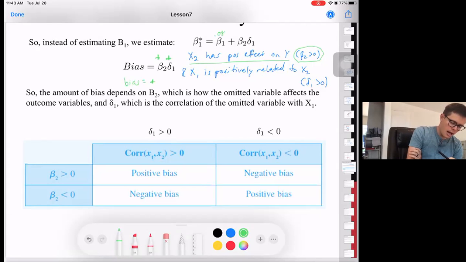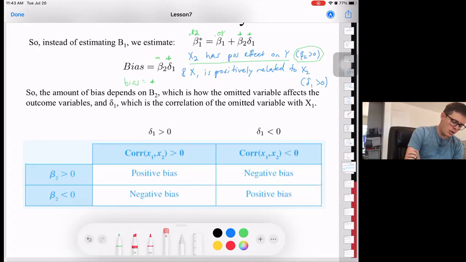So say the true effect of education is 0.08, and we have a positive beta 2 and a positive delta 1. We're going to tend to estimate a beta 1 that is larger than the true beta 1. So it might be 0.12 instead. The beta that we're able to estimate is going to be larger than the beta 1 that's true.